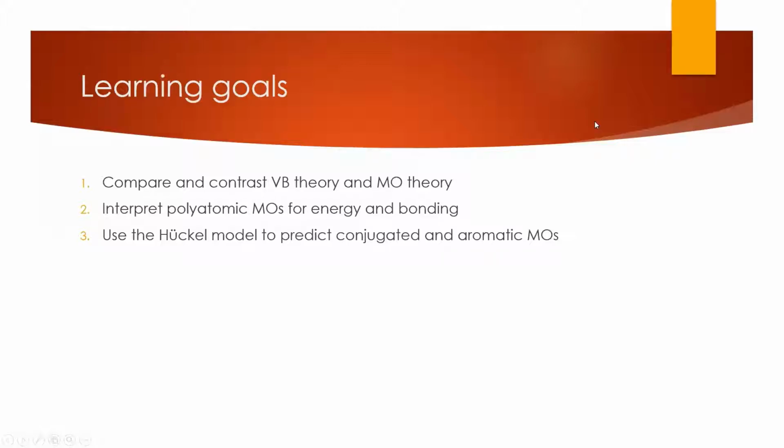So the learning goals for this lecture are to continue, as we've been doing for the past couple of lectures, to compare and contrast our valence bond theory and molecular orbital theory. And we'll also look at more complicated molecular orbitals for polyatomic molecules, and we'll want to see what we can say about them in terms of energy and if they're bonding or anti-bonding or non-bonding MOs. And of course, the more atoms you have in the molecule, the more complicated that gets. At the end, we'll consider aromatic and conjugated molecules and their molecular orbitals.